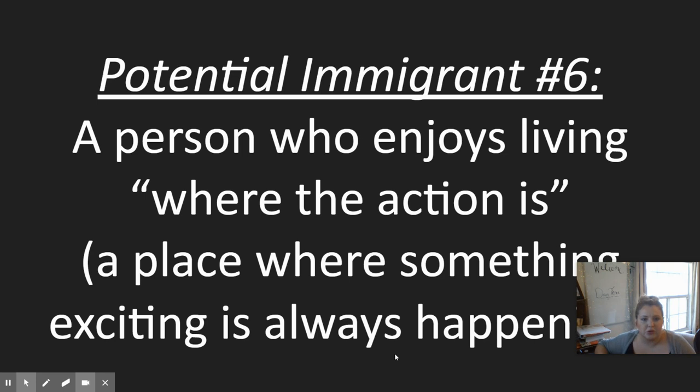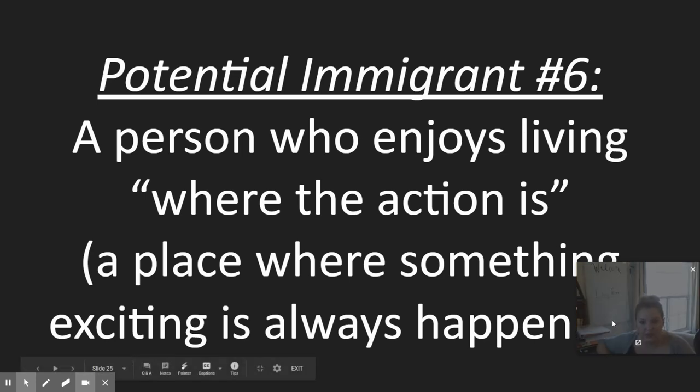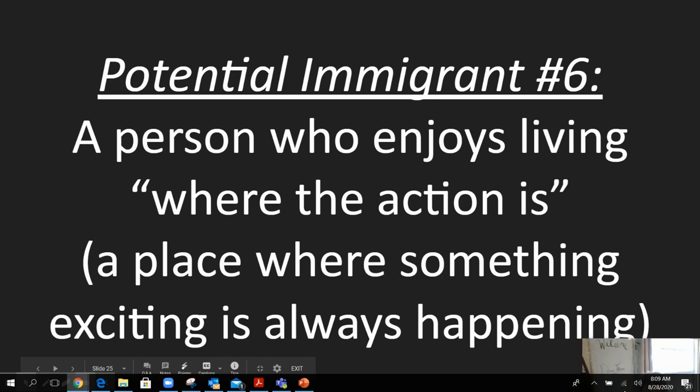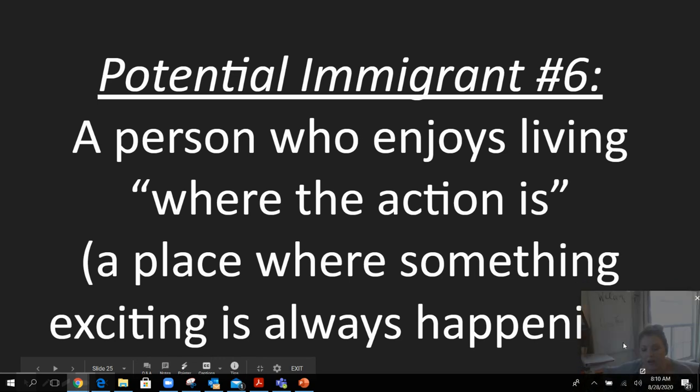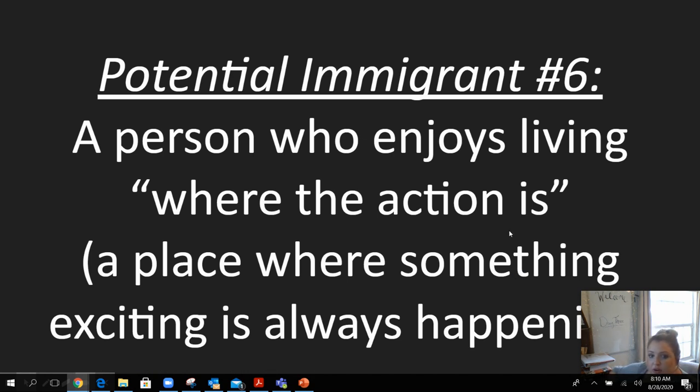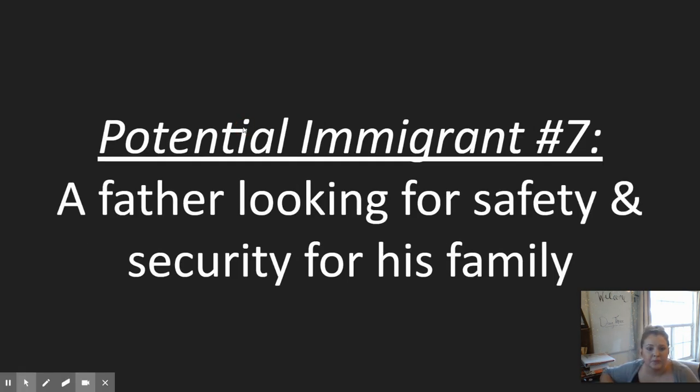Okay, potential immigrant number 2, a person who enjoys living where the action is, a place where something exciting is always happening. You got a few options there. You could be in the Dutch colonies if you're into the hustle and bustle of the city, or if you like more of a fierceness and a conquistador mentality, you'd be with the Spanish. Father looking for safety and security for his family, he's going to go north.